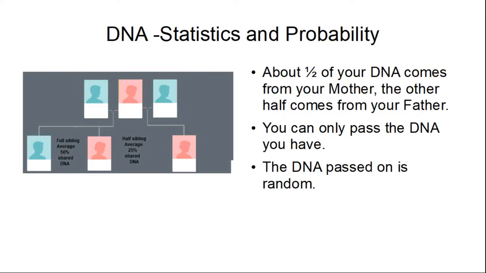Okay, DNA is full of science, and we're going to kind of just move on to statistics and probability. You give 50% of your DNA to your children, and your spouse gives 50% of their DNA to your children, and it's a random 50%. On average, two siblings are going to share 50% of their DNA with each other. Half comes from mom, half comes from dad. It's not quite accurate.